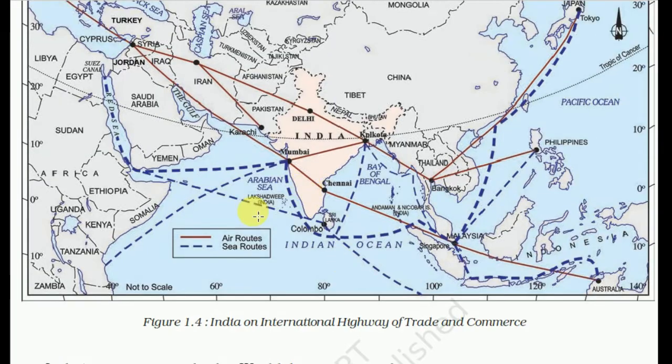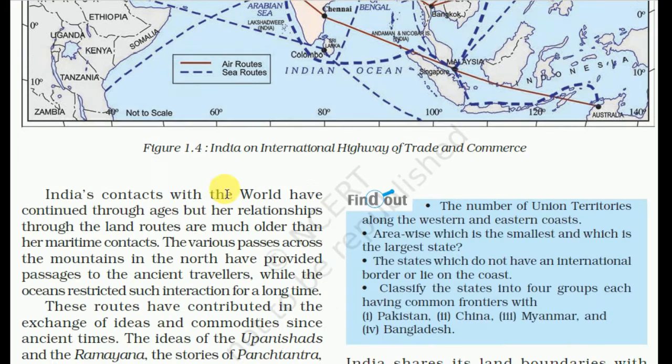And here is a picture of India on the international highway of trade and commerce. These are the sea routes. Here is the Suez Canal. So it is India's sea route to European and African countries. This sea route is for Southeast Asian countries and for Australia. And all these brown colors are for air routes.